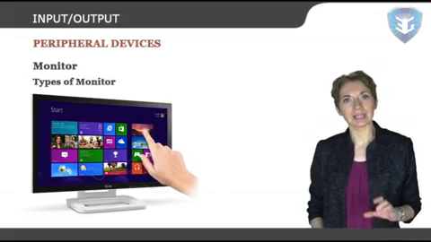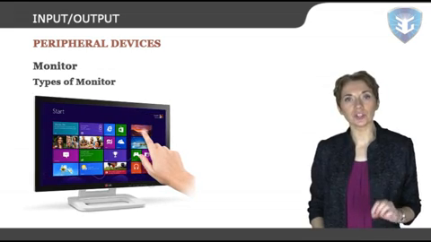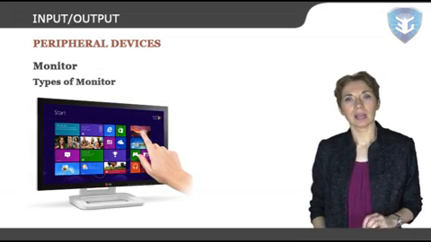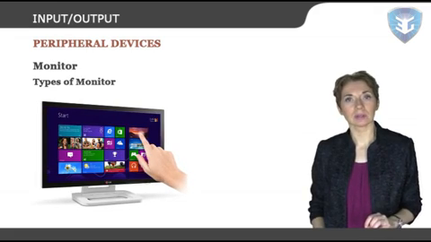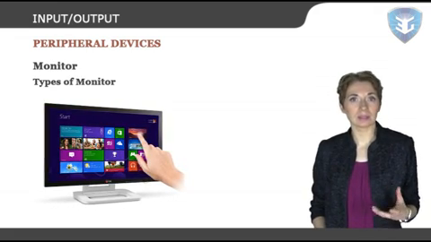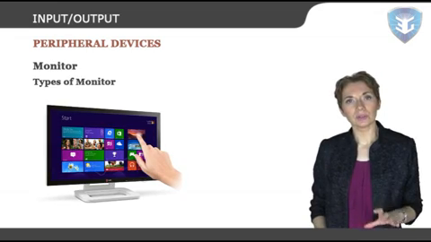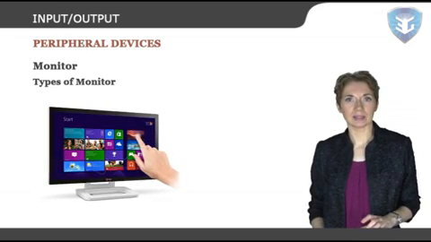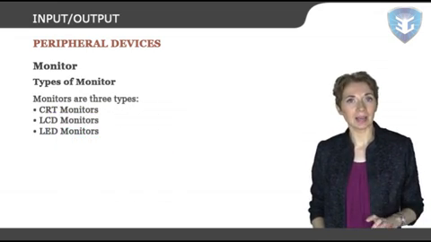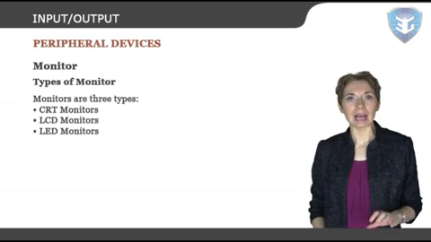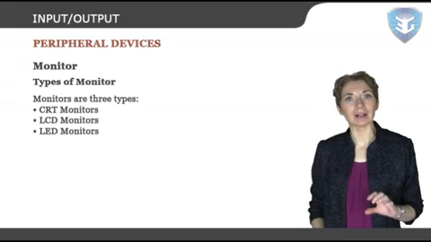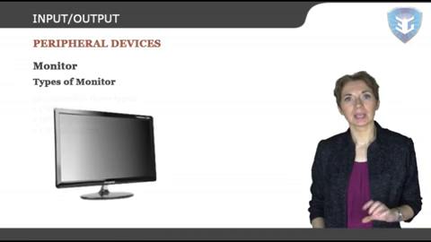A monitor is a standard output device which shows the output information. A monitor is also one of the important parts of the computer because without the monitor, the system cannot work. So this is the standard output device. There are 3 types of monitors: CRT monitors, LCD monitors, and LED monitors.